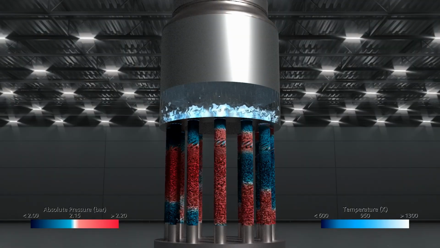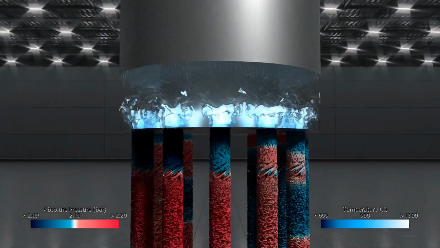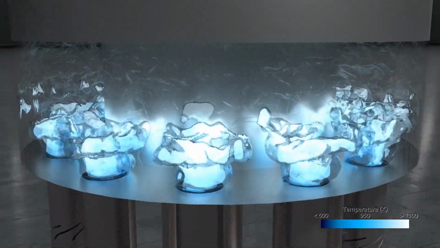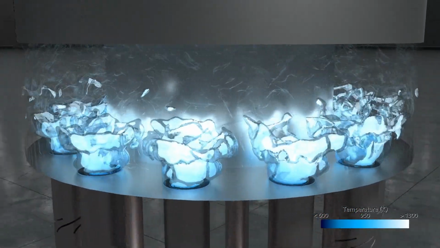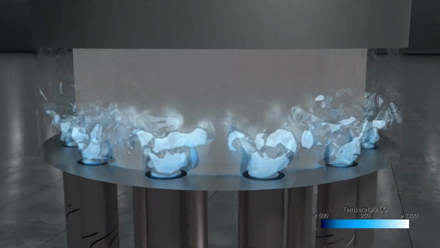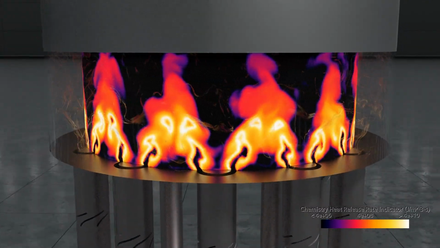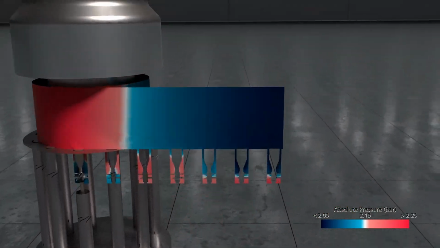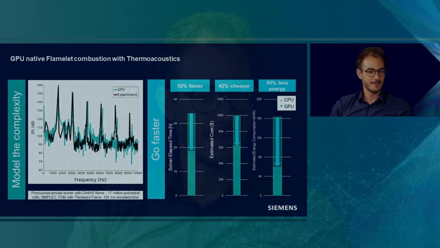So in SimCenter StarCCM Plus 2036 it will be possible to run combustion on GPU. And this comes along also with the LES turbulence model, which is already available since release 2210, and with the PISO transient scheme, which is also introduced in the June release. So it will be possible to run transient combustion simulation leveraging LES and PISO.